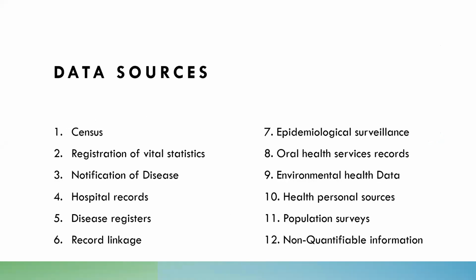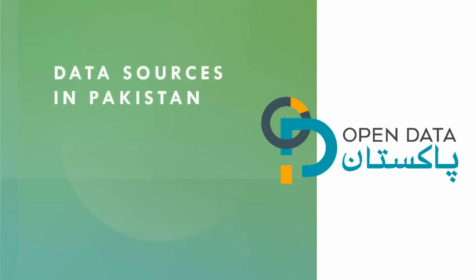So generally there are 12 data sources that are used by different organizations and different governments for collecting data for making their health information systems. One is the census, second is the registration of the vital statistics, third is the notification of disease that covers notifiable diseases, hospital records, disease registers, epidemiological surveillance, oral health service records, environmental health data, health personnel sources, population surveys, and non-quantifiable information. So there are data sources that are mainly used in Pakistan. I shall be explaining them in detail.